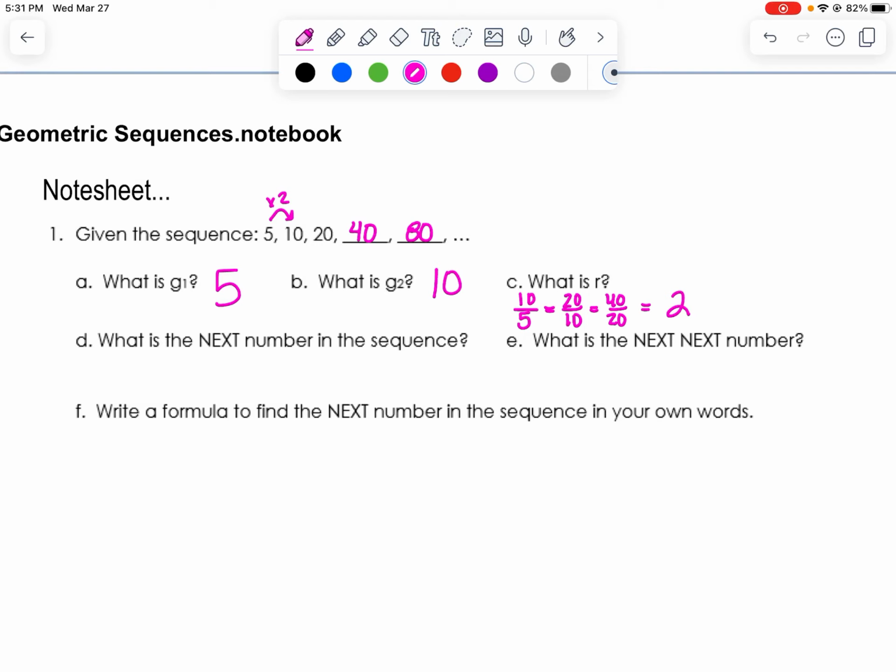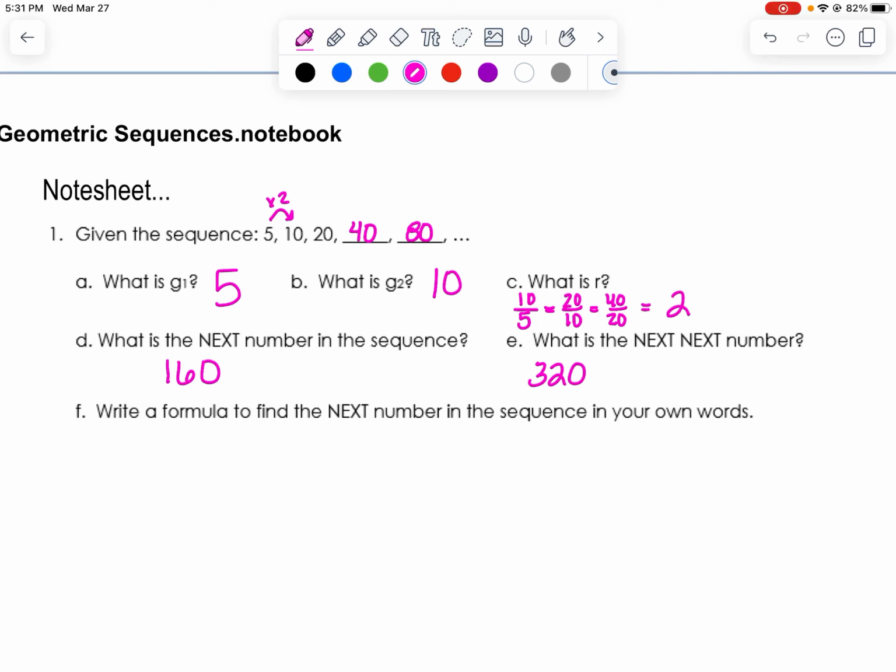So we've got a bunch of numbers there. What would be the next number in the sequence? That would be 80 times 2. That's 160. What is the next number? That would be 160 times 2, which is 320.